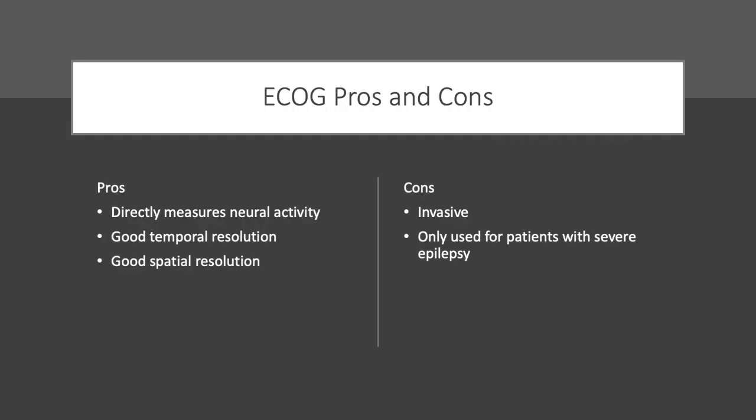This time, some pros are that ECOG directly measures neural activity because we're putting the electrodes directly on top of the brain. We also get good temporal and spatial resolution, meaning that we get very accurate timing and a good idea of which neurons are firing. This also helps us locate lesions or regions of brain damage more accurately. One con is that ECOG is very invasive since we actually have to cut open the skull. ECOG is also only used for patients with epilepsy or other pre-surgery planning.